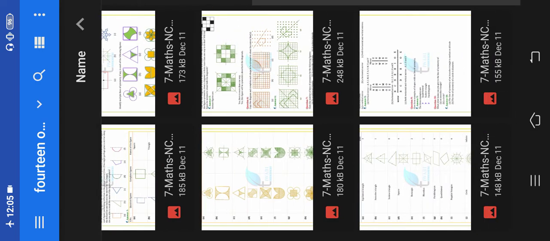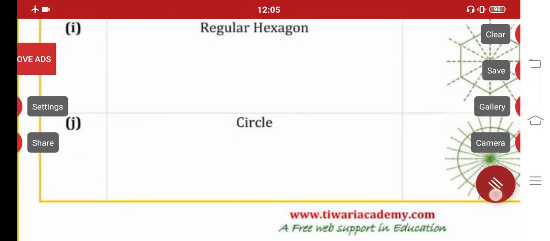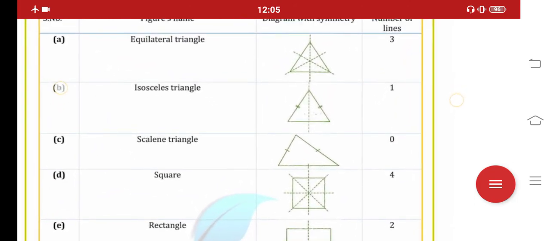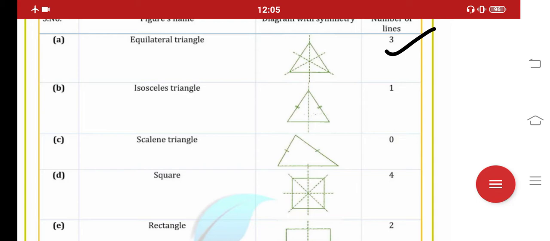Okay, so see here, the figures are given. An equilateral triangle has how many lines of symmetry? It has 3 lines of symmetry because we can divide it according to its vertex. Isosceles triangle, only one line of symmetry because these two sides are similar to each other. Scalene triangle, all sides are different from each other, so there will be no line of symmetry.